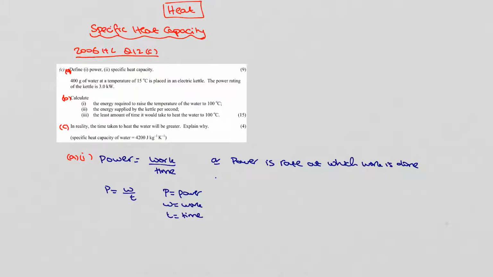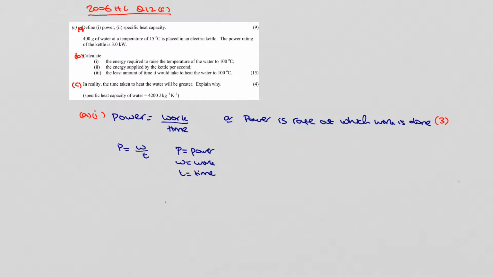So if ever you're using a formula for a definition, please be careful to always make sure that you're stating the notation. So any 3 of those is acceptable. Okay, so there was 3 marks for your definition. The second definition we need to give here then is specific heat capacity. So how do we define specific heat capacity?